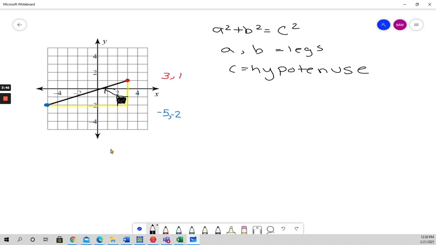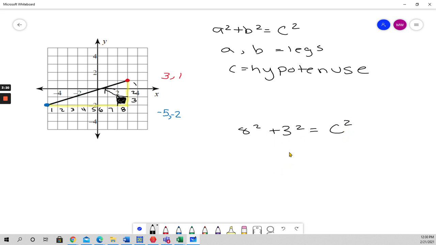Well, right now, what we're going to do is just count the dots, or count the boxes. So, 1, 2, 3, 4, 5, 6, 7, 8. So, 8 squared. And then 1, 2, 3. 3 squared equals c squared.